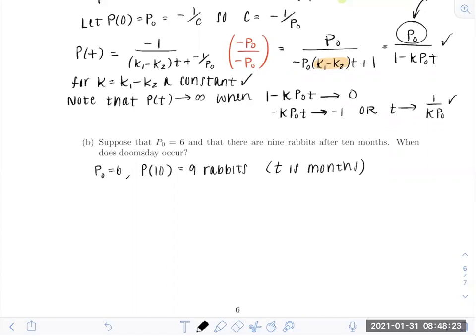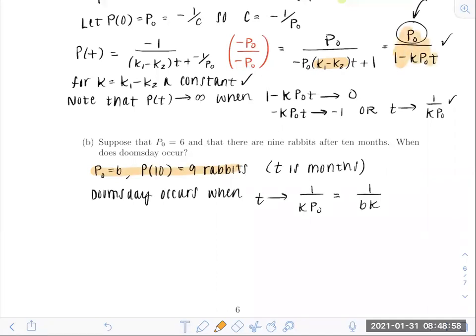We already said that doomsday occurs when T approaches 1 over K P naught. And we now know what P naught is, right? That's 6. So the only thing we're missing to determine when doomsday occurs is the K value. So what we're going to do is use these two initial conditions that we were provided with here in part B, plug them back up into our solution in part A to solve for K.